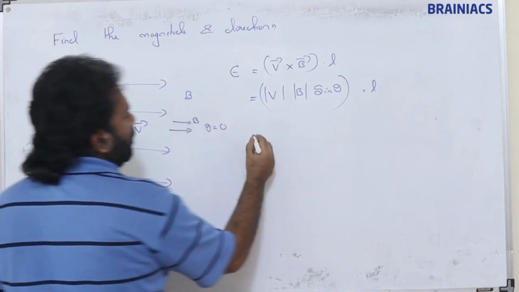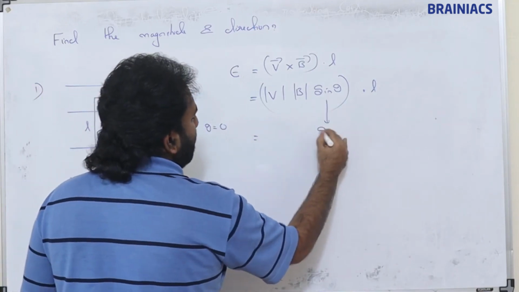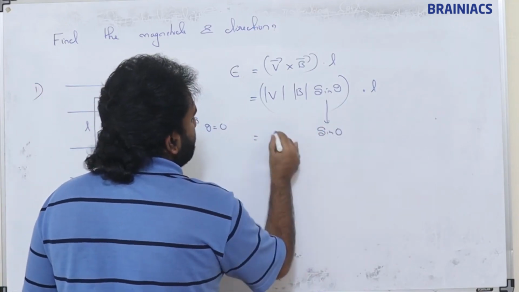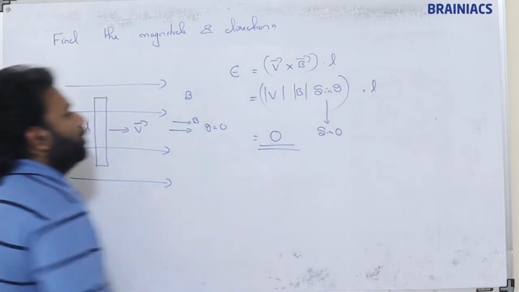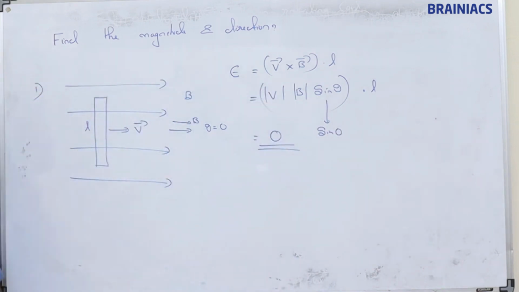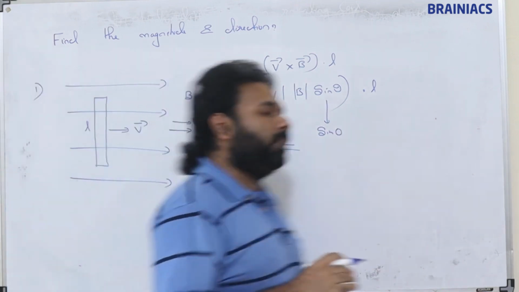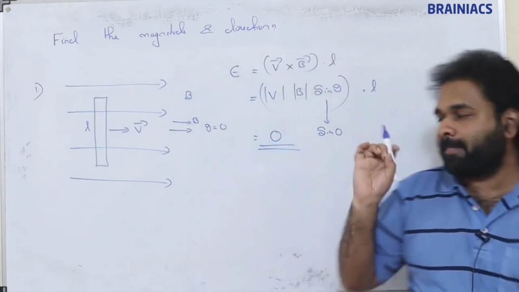So this is going to be what? Sin 0, so the entire thing will become 0. Clear or what? So this formula, if we apply, we will be getting the answers correctly.